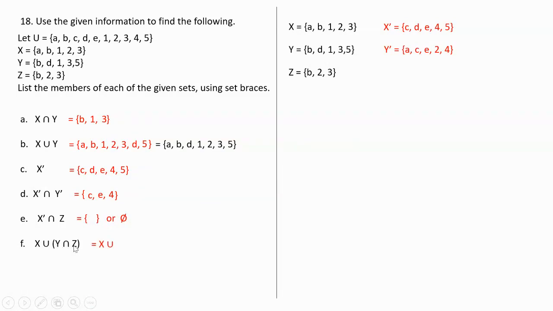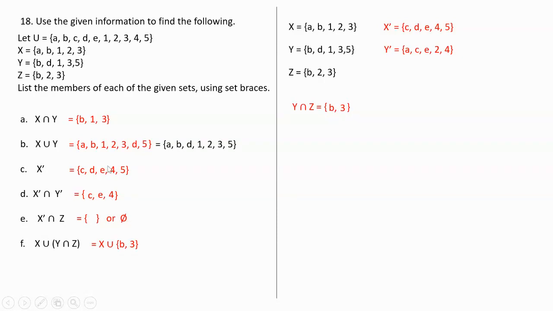Here we have to follow PEMDAS, right? So first we have to do the parentheses. So what do the sets Y and Z have in common? Let's go to Y here on the right. Y and Z have in common a B and 3. Right, so the intersection of Y and Z is B, 3.